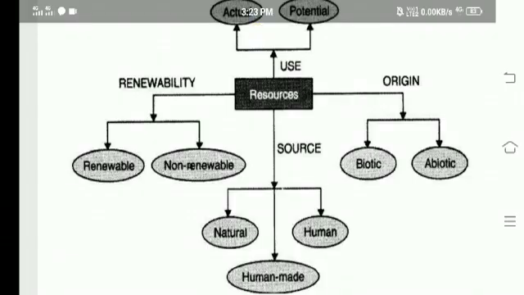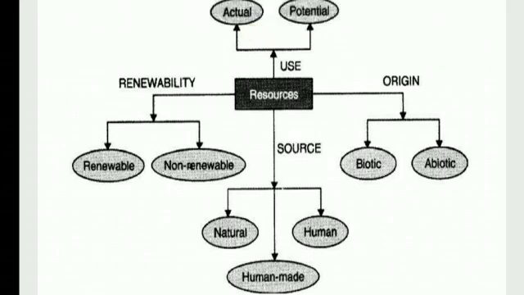Resources are classified on the basis of four types. First is use, second is origin, third is source, fourth is renewability. Use is classified into actual and potential. Origin is classified into biotic and abiotic. Then source: natural, human, and human-made. Renewability is of two types, renewable and non-renewable.